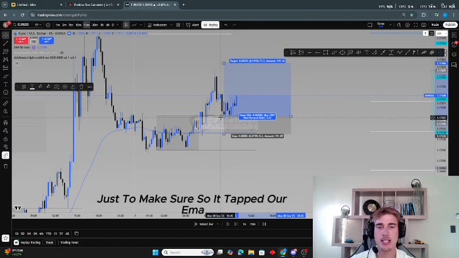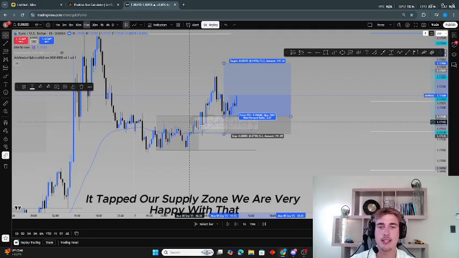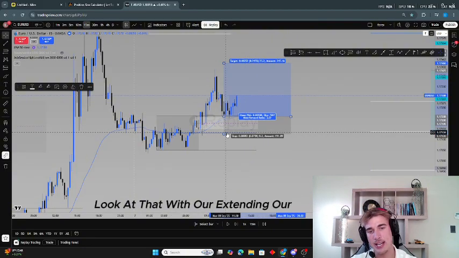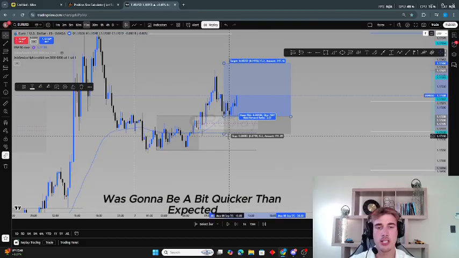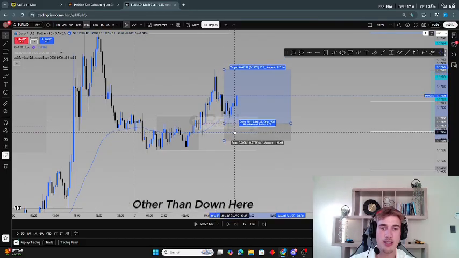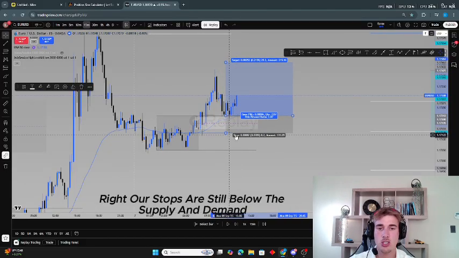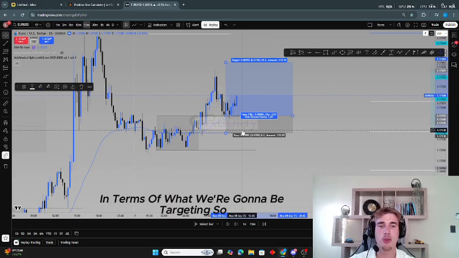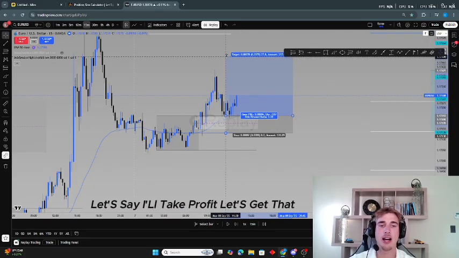So it tapped our EMA, it tapped overnight high, it tapped our supply zone. We are very happy with that. Look at that. With our extending our stops a little bit more because our entry was going to be a bit quicker than expected other than down here, right? Our stops are still below the supply and demand area, which is good. So we have still planned ahead in terms of what we're going to be targeting. So we entered there.